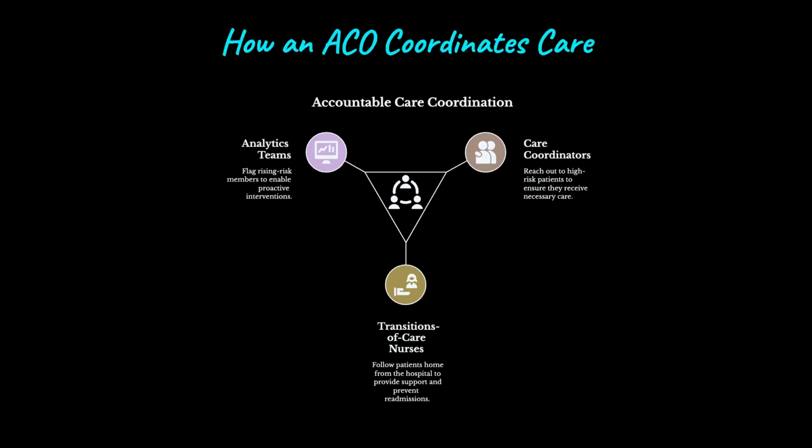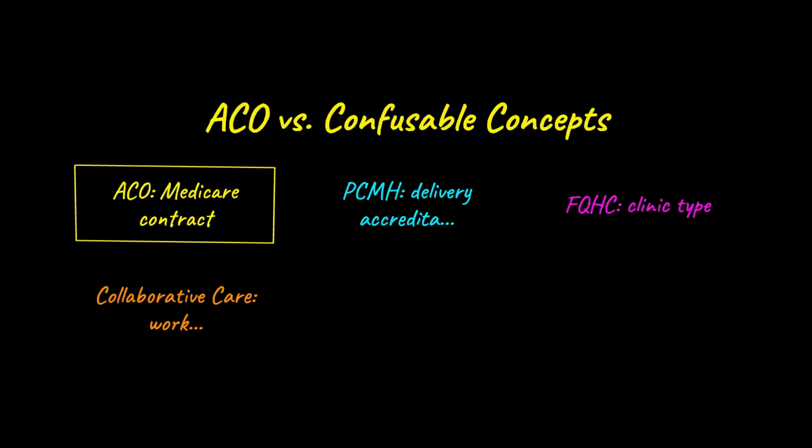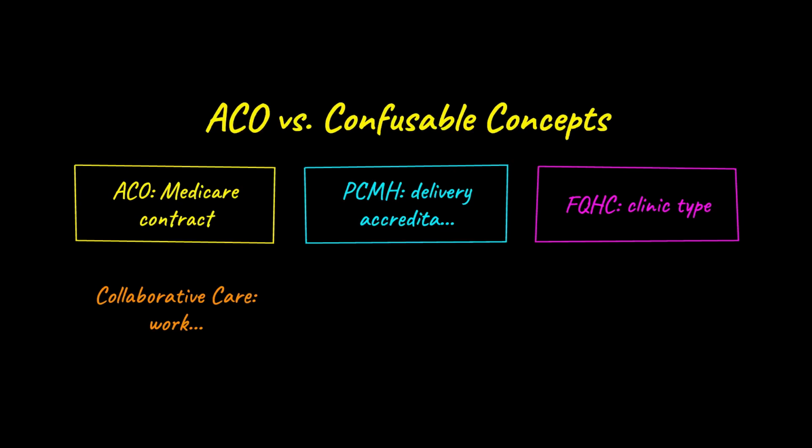Mechanically, an ACO tracks attributed lives and monitors quality measures like diabetes control and screening rates. Care coordinators reach out to high-risk patients. Transitions of care nurses follow patients home, and analytics teams flag rising risk before it becomes a crisis. Remember, an ACO is a contracting arrangement, not a clinical delivery model. A patient-centered medical home is an accreditation for primary care delivery. A federally qualified health center is a clinic type funded by federal grants. And collaborative care is a behavioral health workflow, not a population-level contract.